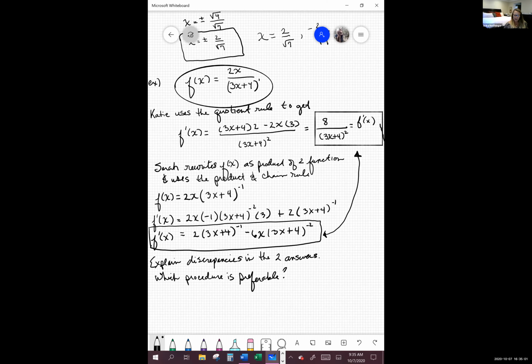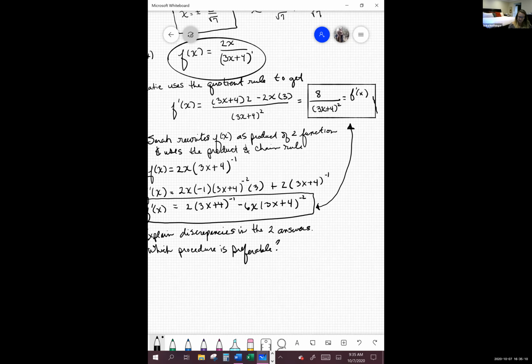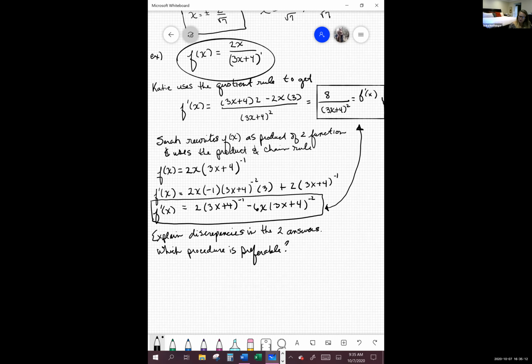I would probably want to clean it up because I have negative exponents. I didn't start with negative exponents. I can prove to you that that's the same thing. Let's just do it real quick. Bring this down to the denominator to make that exponent positive. So I have 2 all over 3x plus 4, minus 6x all over, bringing down this negative exponent to make it positive, (3x plus 4) squared.